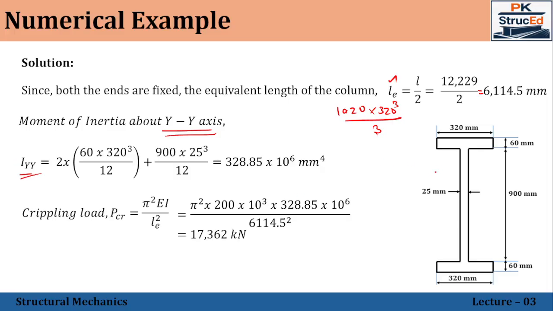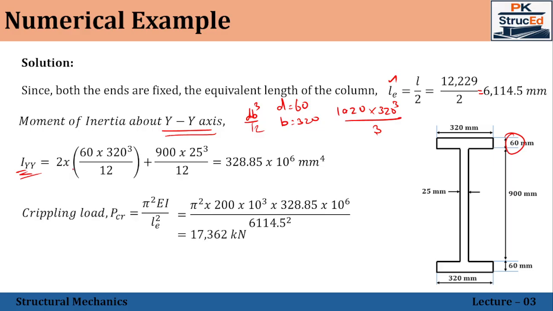Since IYY is not symmetric, in that case we are going to take the elements separately. We have two flanges and one web. Let me start with the flange. Here we are going to use IYY, so it will be DB cube by 12. Here D is 60 and B is 320. That is 60 into 320 cube divided by 12. Since we have two elements, it will be multiplied by 2.